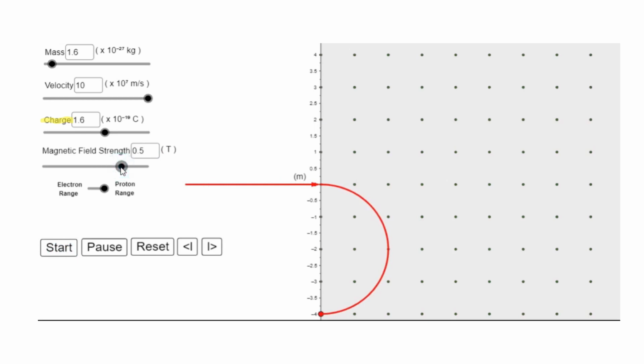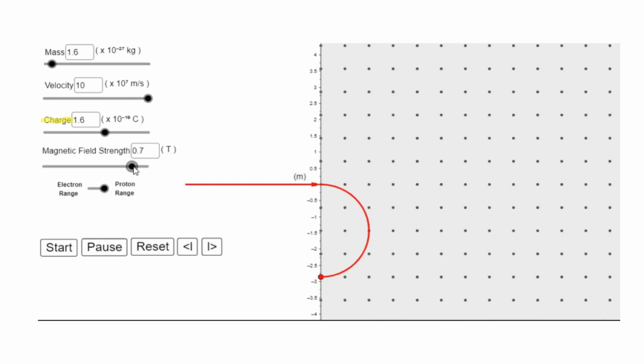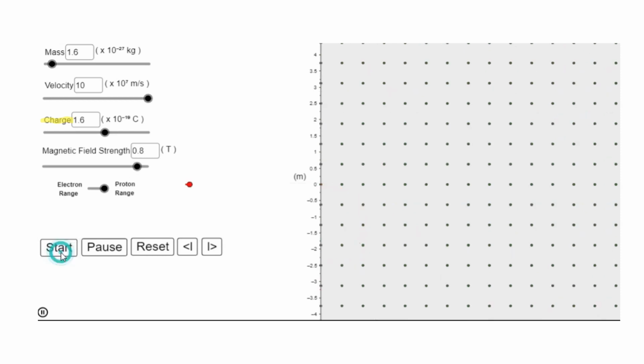Then we try to increase the strength of the magnetic field. Let's make it around 0.8 Tesla. Notice again, as we increase the strength of the field, the particle will deflect more. That means bigger force acting on the particle as the strength of the magnetic field increases.